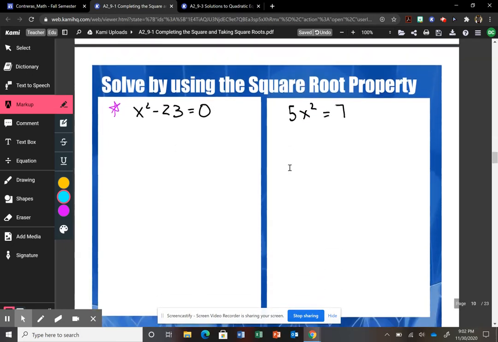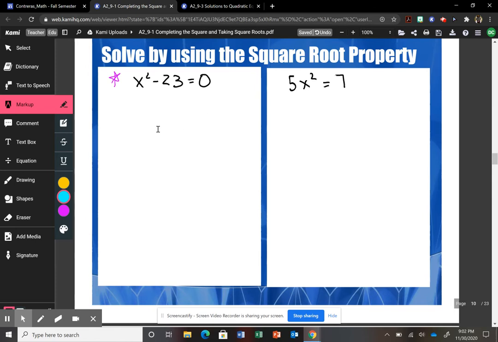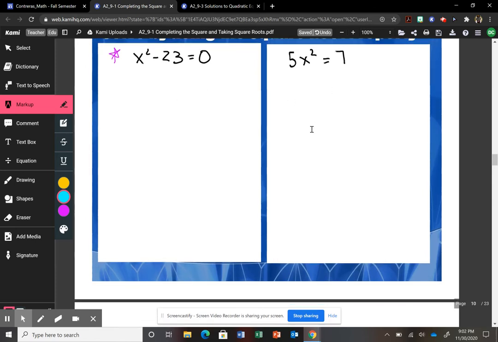So you can go ahead and pause and give this one a try, or these two examples a try.